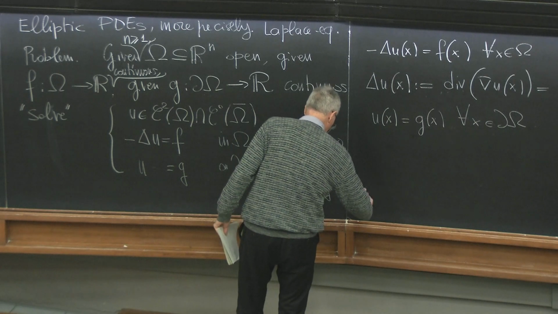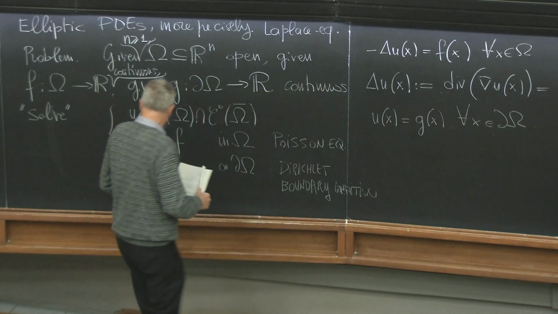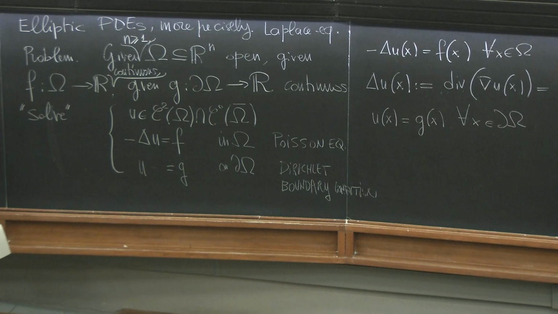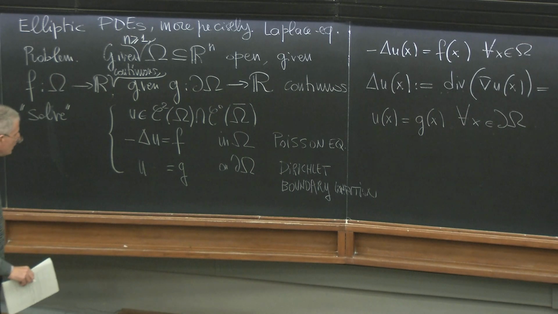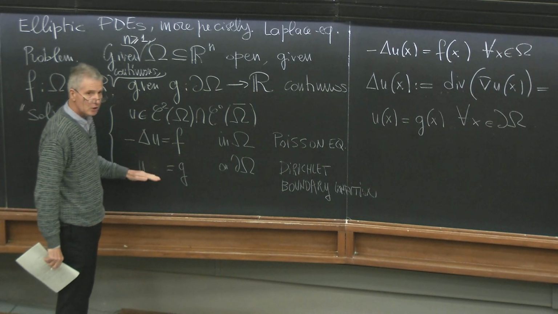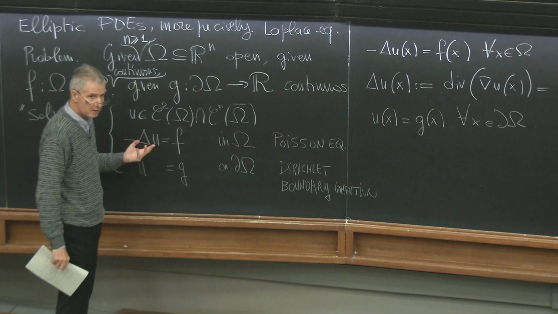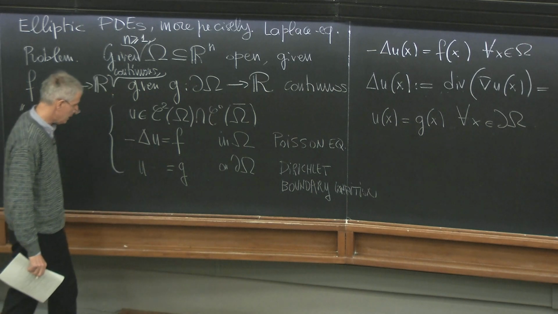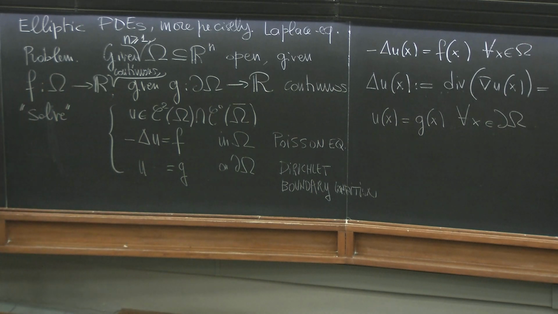Dirichlet boundary condition. Okay, so this is one problem we are interested in: the Poisson equation with Dirichlet boundary condition. There are several other equations and boundary conditions in the literature. Let us fix attention on this particular condition here.